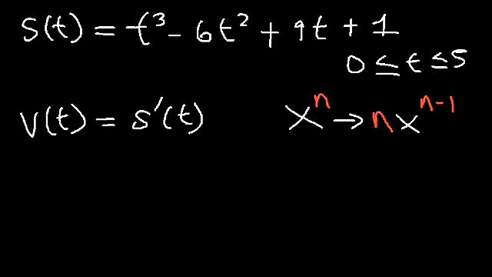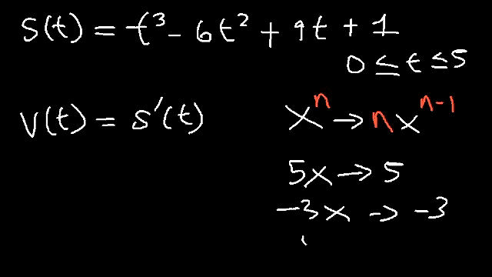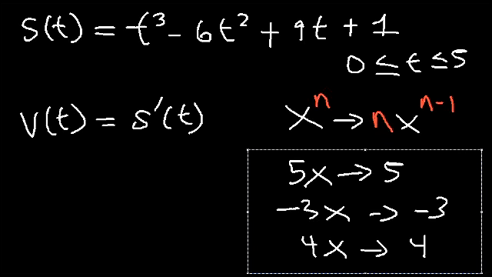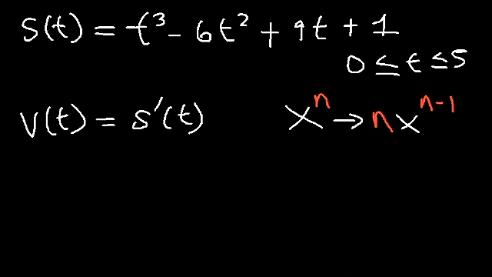The derivative of a number in front of x, like 5x, is 5. Negative 3x is negative 3. 4x is 4. Finally, the derivative of any constant like 7 is 0. The derivative of 5 is 0.